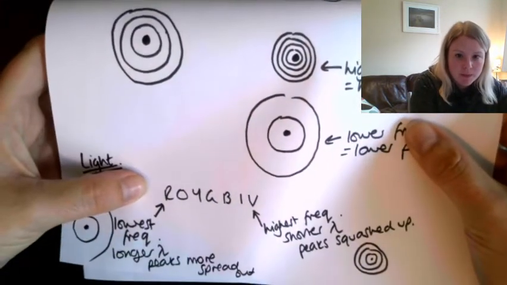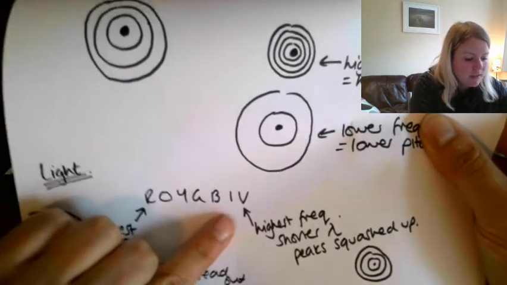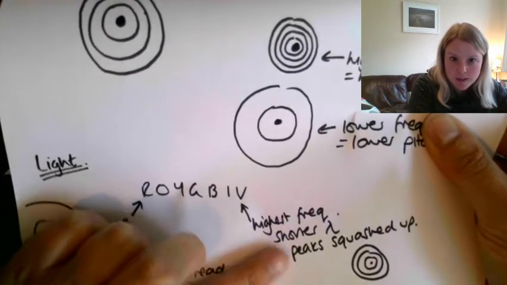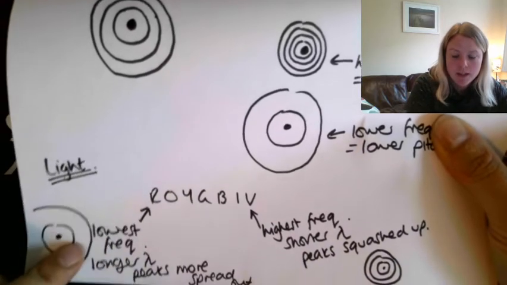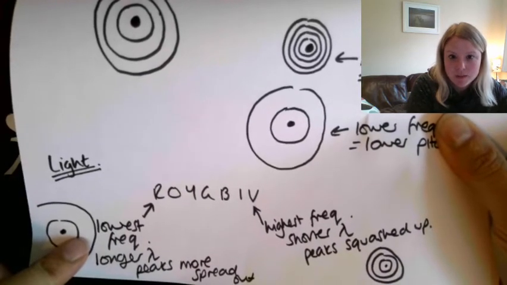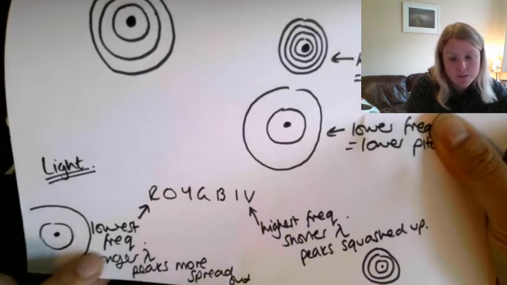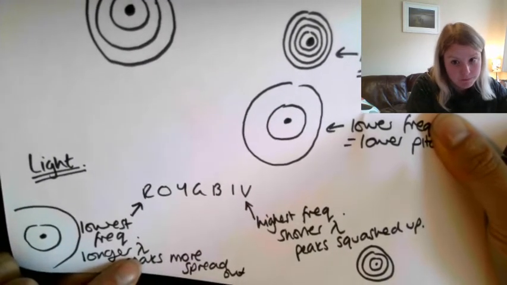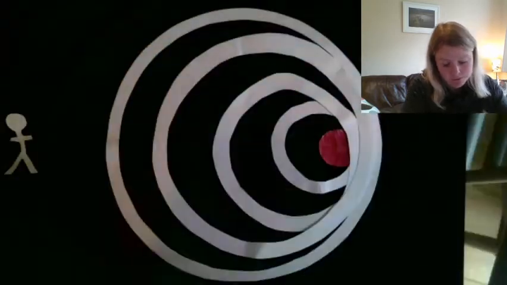So if you remember with light, the highest frequency was the violet light, which means it has the shorter wavelengths and the peaks are all squashed up. And the red end of the spectrum is the lowest frequency, meaning those waves have a longer wavelength and the peaks are more spread out. Okay, keep that in your head.